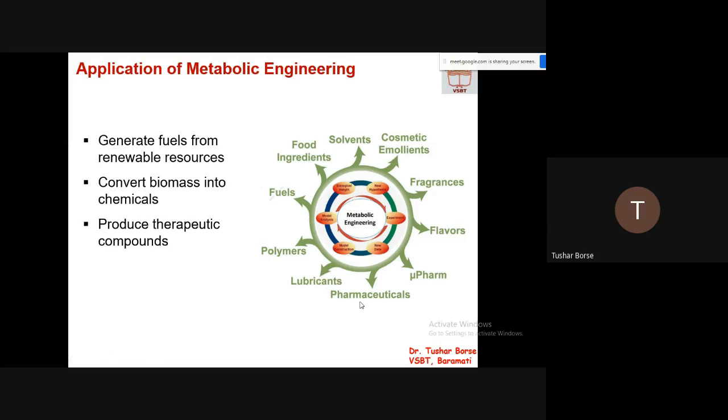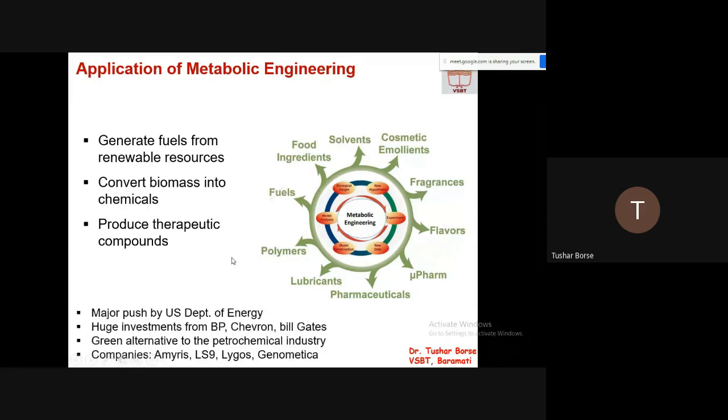Fine, so these could be some of the applications, and through this diagram you may come to know that n number of applications are there for metabolic engineering, in food ingredients, to obtain solvents, in cosmetics, fragrances, flavors, micropharma, pharmaceuticals, lubricants, polymers, fuels, etcetera. So these are some of the applications of metabolic engineering which can be thought of.